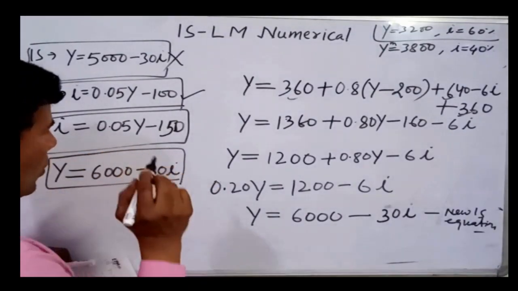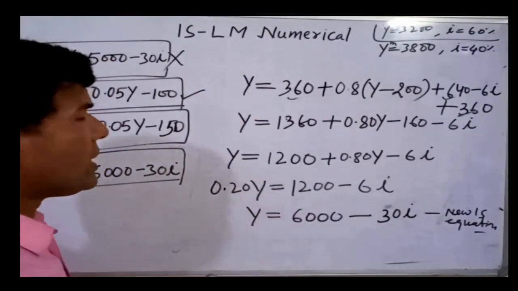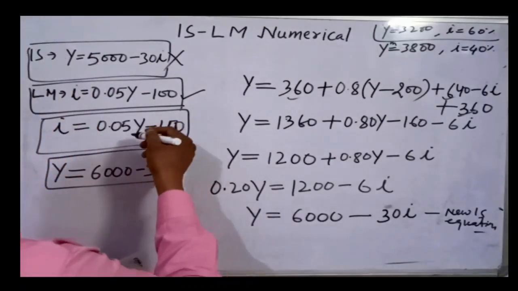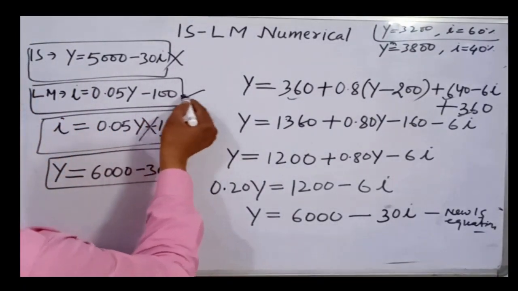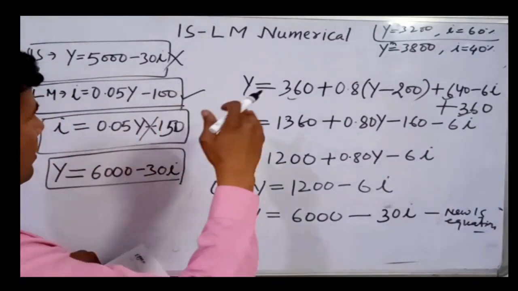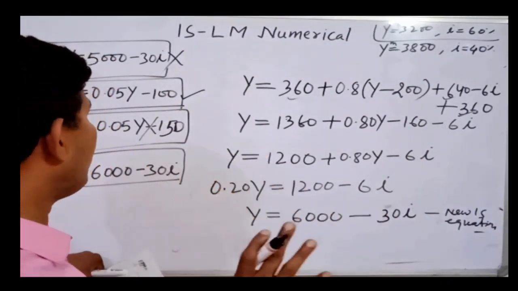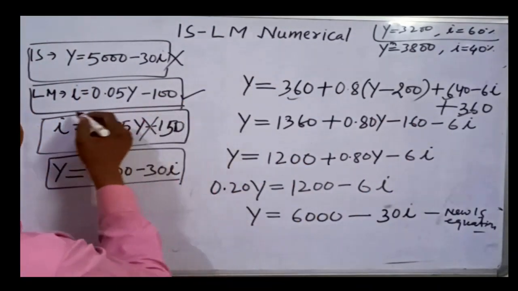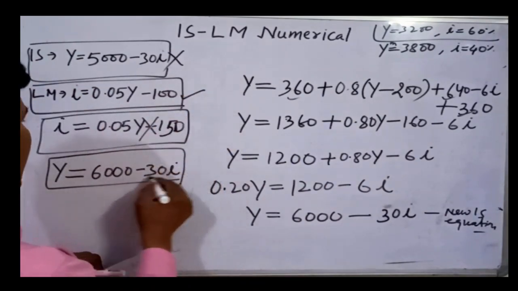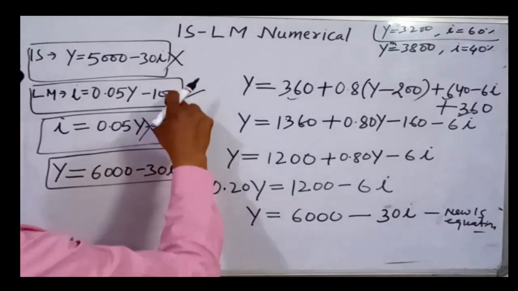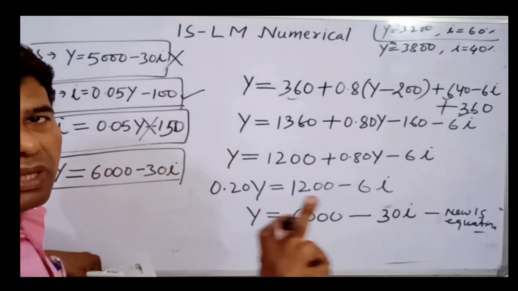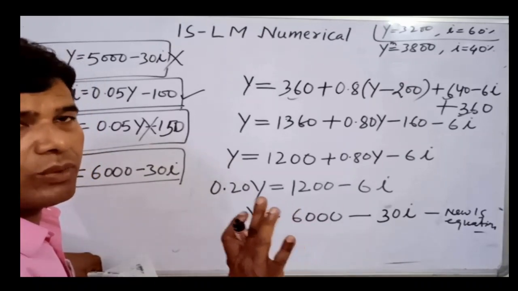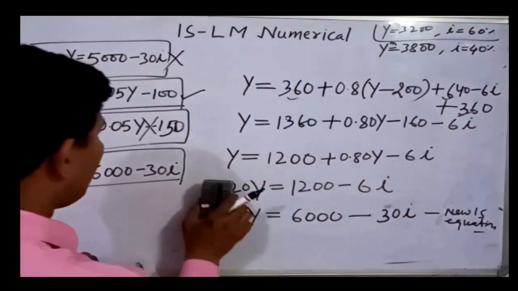Now, for the third question, which IS and LM equations are relevant? Not this one, the previous LM one, right? Because that assumes that real money supply remains at 400, and not the old IS curve, because that has been derived with respect to government expenditure 160. So we use this LM equation and this new IS equation, and with the help of these two equations we derive the equilibrium level of income and interest rate for the third question, right? So how do we do that?